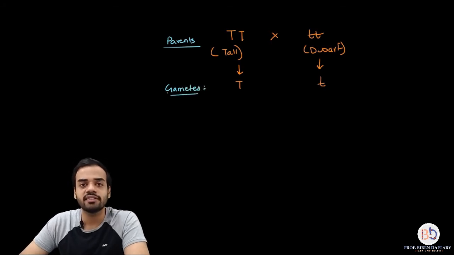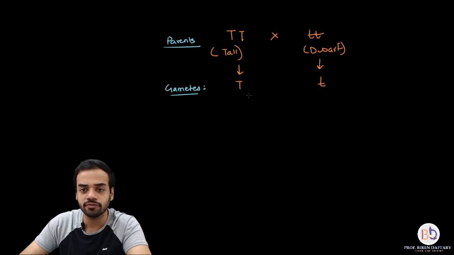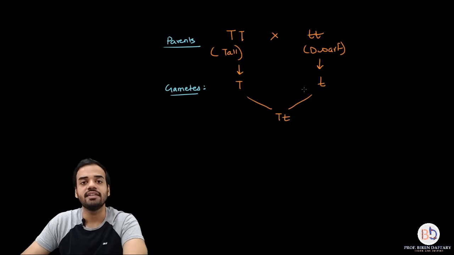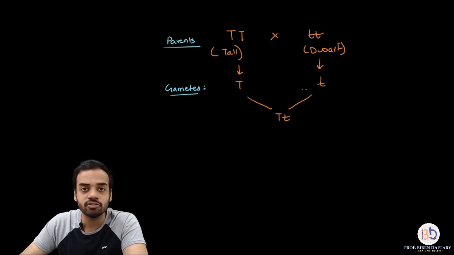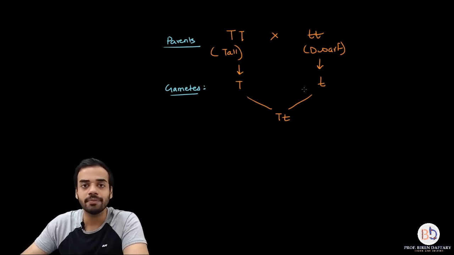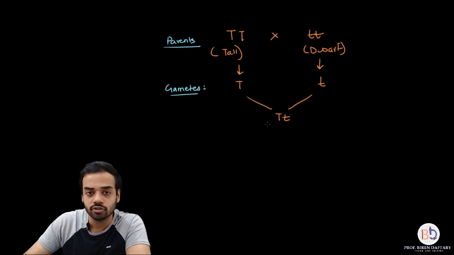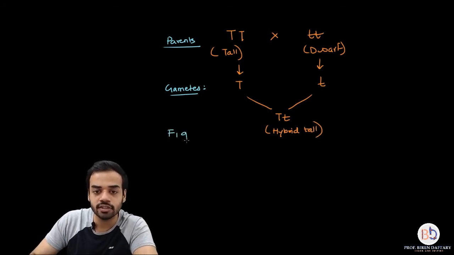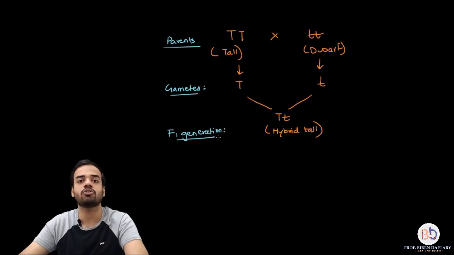Okay, now the next step is to unite the gametes so that they form the F1 generation, right? And that is capital T small t, and this individual is basically a tall individual, so the phenotype is basically tall. Okay, but the genotype is capital T small t, so it is also called as a heterozygous or a hybrid individual. So I will write down in the bracket hybrid tall. Okay, and over here I am going to write down F1 generation. So F1 generation is the first filial generation which is obtained when both the parents are crossed, or both the pure parents are crossed in the case of a Mendel's cross.